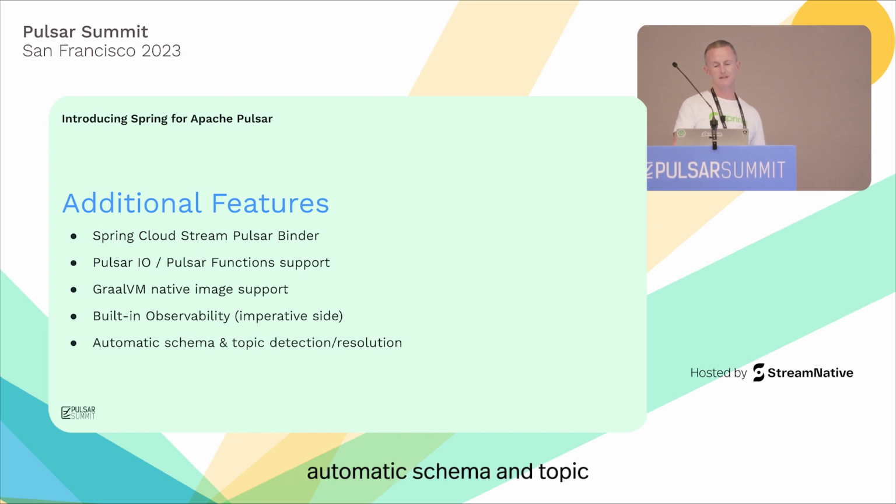Automatic schema and topic detection is something we've added where, if you have a topic or a type of user object, you can configure it so that the user object by default always goes to a specific topic and always has a particular type of schema set up for it.